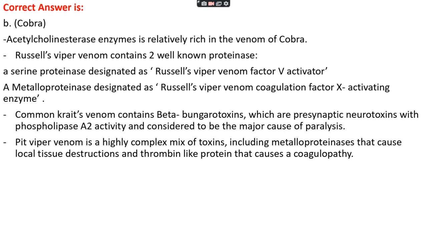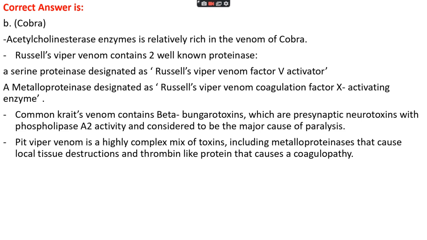Okay, while Russell's viper venom mainly contains two well-known proteinases. One is a serine proteinase, which is known as Russell's viper venom factor V activator. Another is a metalloproteinase, which is known as Russell's viper venom coagulation factor X activating enzyme. Okay, if we see common krait venom, it mainly contains beta-bungarotoxin, which is a presynaptic neurotoxin with phospholipase A2 activity and is considered to be the major cause of paralysis.